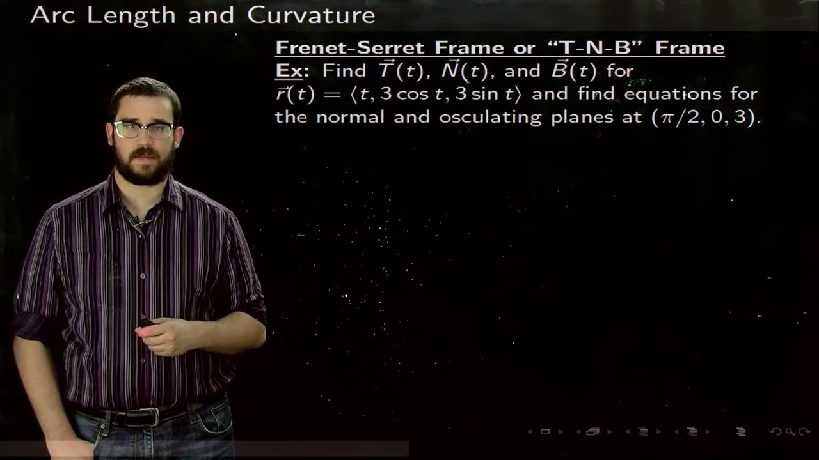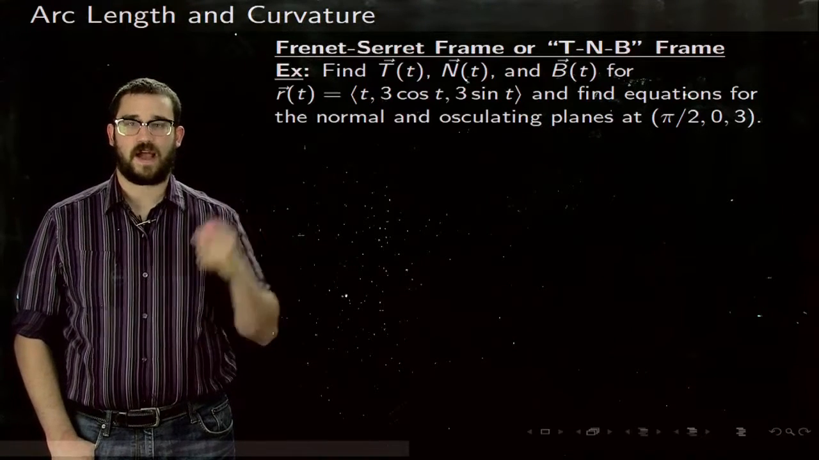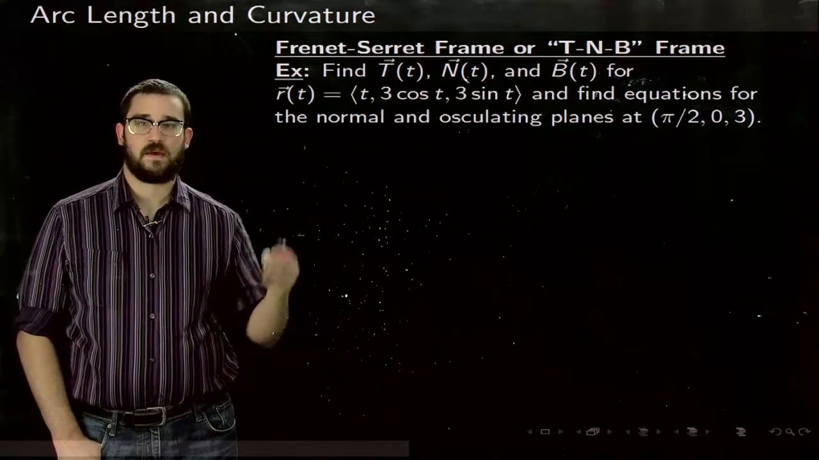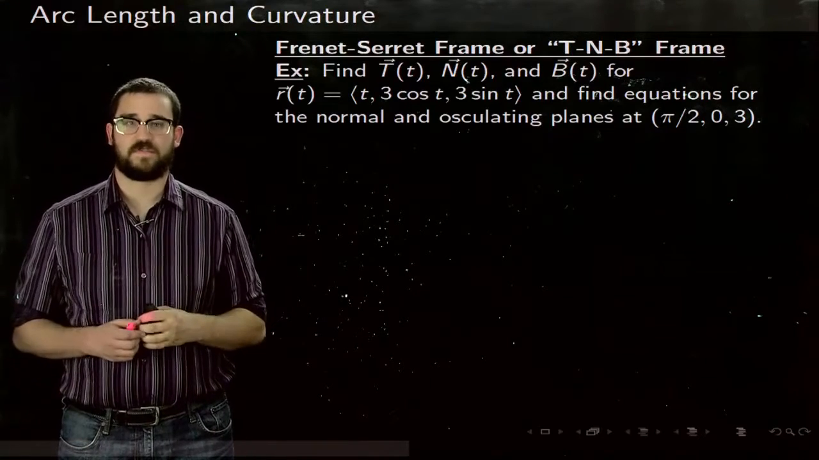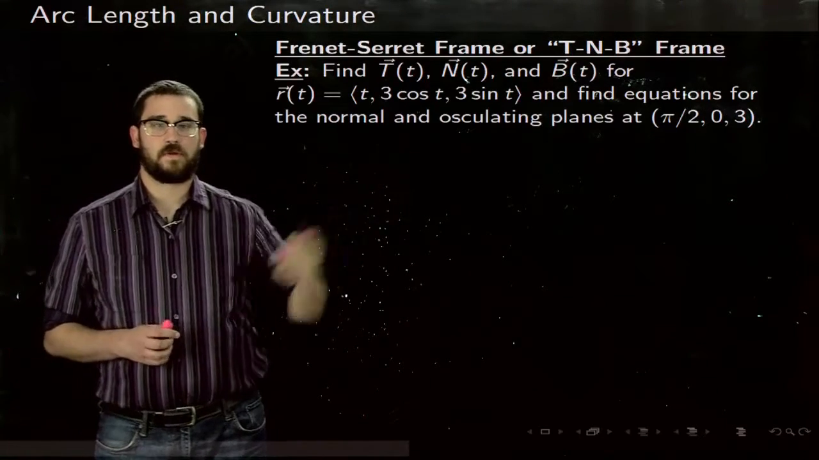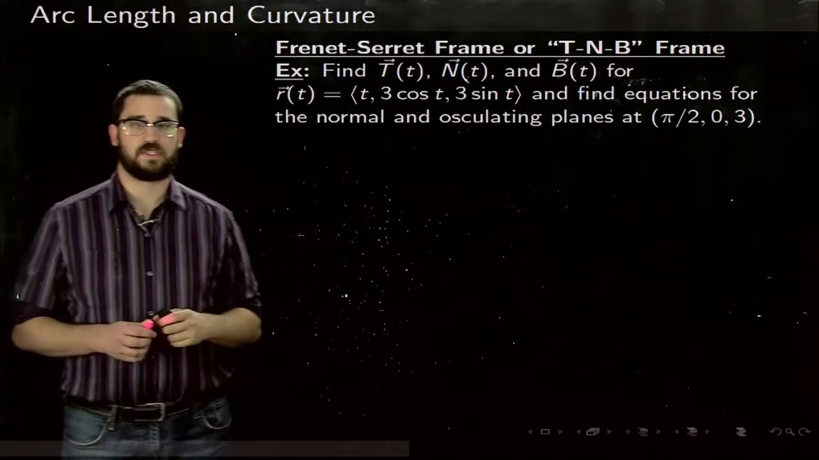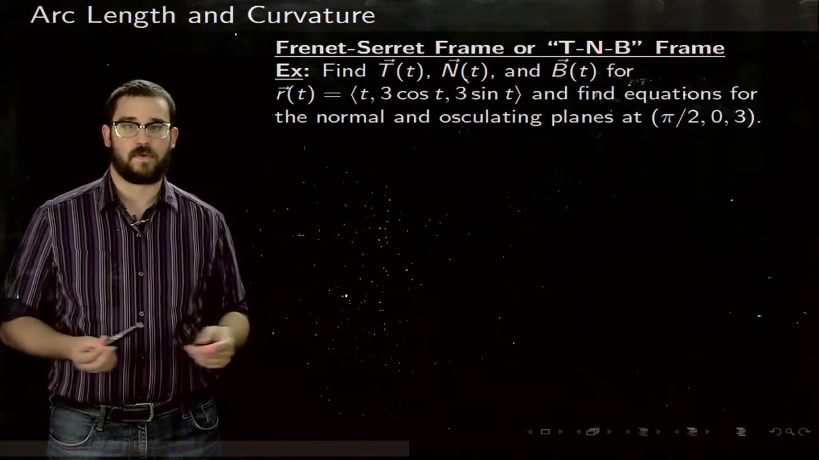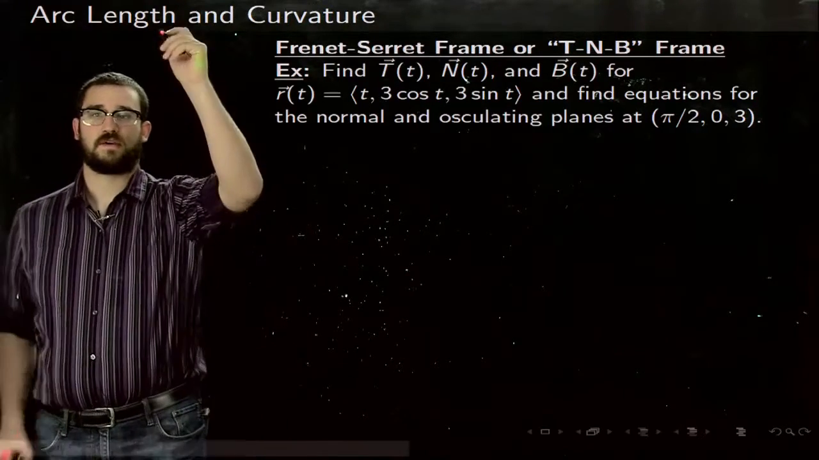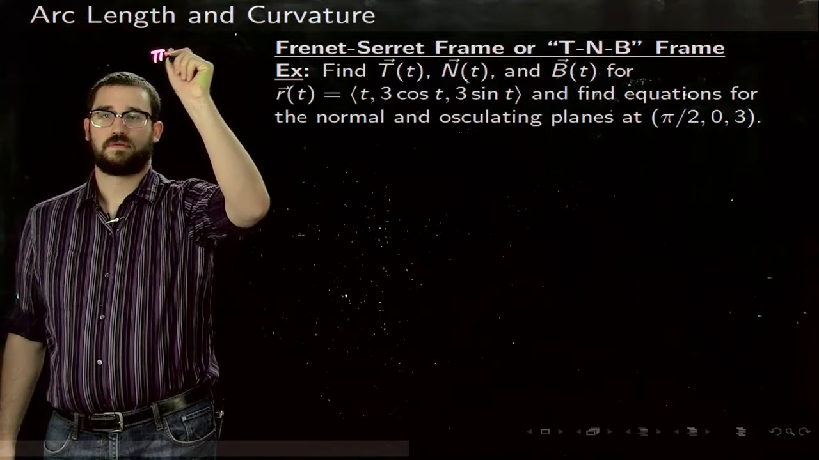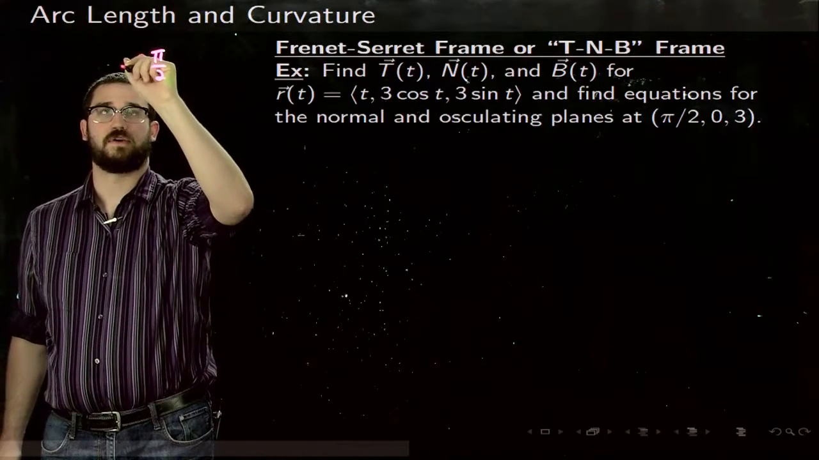So let's do an example with T and B. Find T, N, and B if this is the r of t that we've been using for the point pi over 2, 0, and 3. So in other words, we need t to be equal to pi over 2.